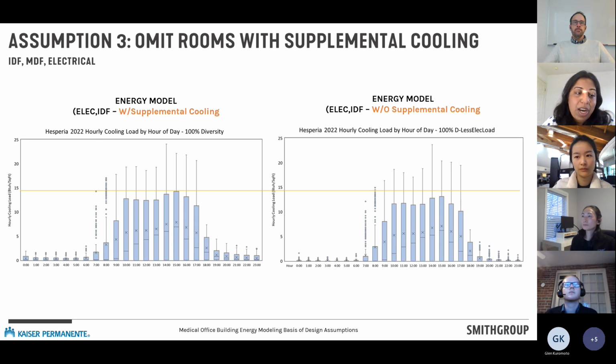And you can see in this graph, the first one is with supplemental cooling. The loads are higher and the peak is higher as well. As we remove the supplemental cooling, the yellow line shows your peak getting reduced. And this curve actually aligns more with our BMS data compared to the other curve.